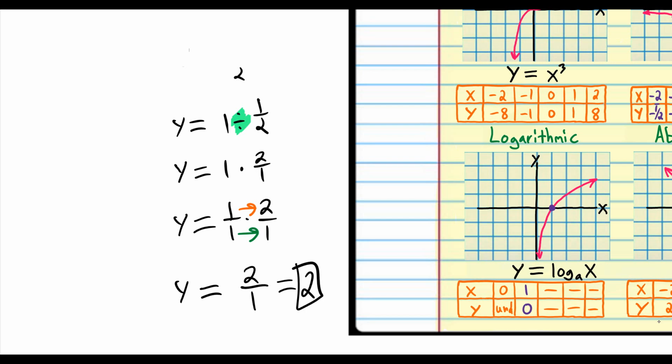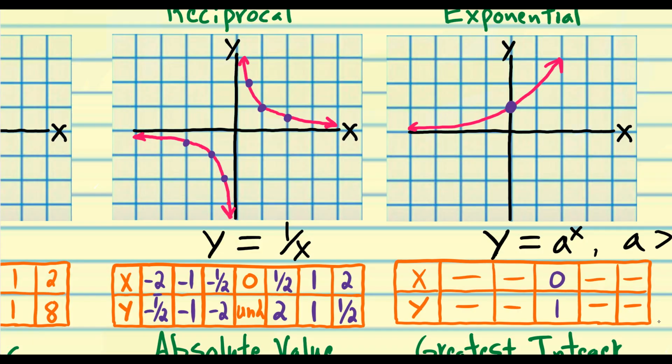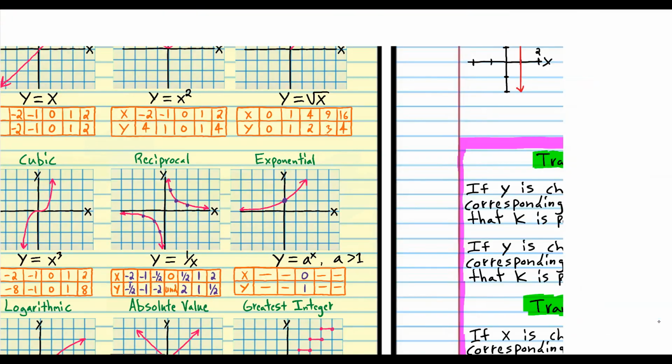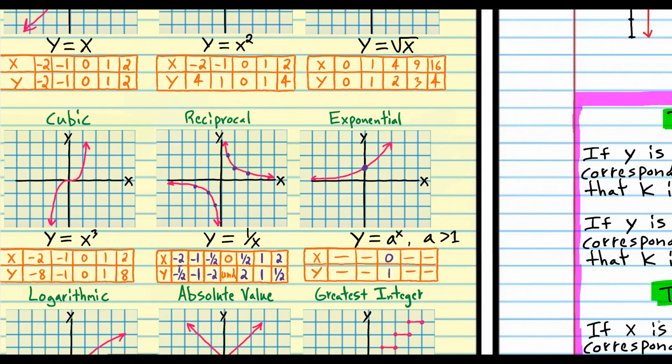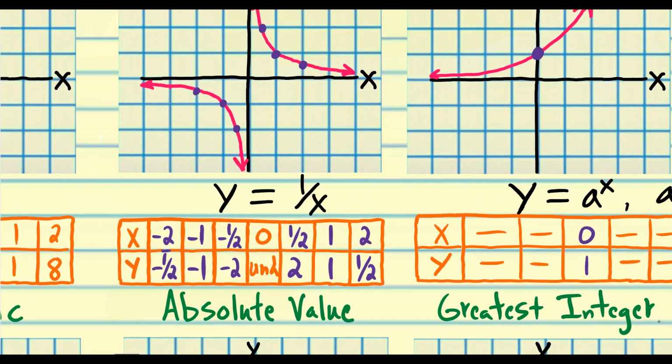So you don't want to have to do all that stuff, right? It's better to just memorize that the point 1/2, 2 is on the graph. But we can use that equation to help us remember what those points are, and obviously we have the table down here.